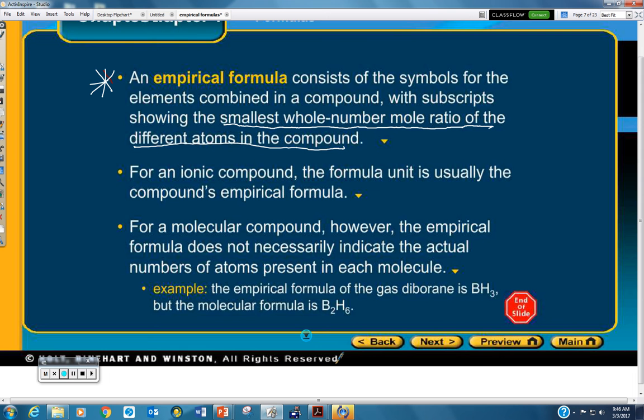For a molecular compound, and I'll say this a little bit differently, for a covalent compound, the empirical formula does not necessarily indicate the actual number of atoms present in each molecule. For the example that we have, the formula for the gas diborane is BH3. BH3 is the empirical.